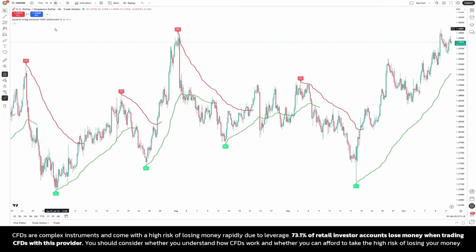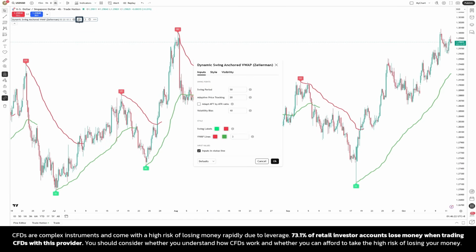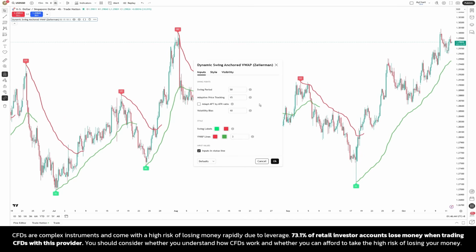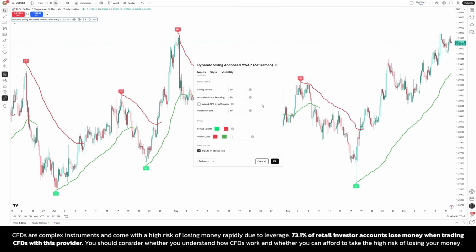What sets this version apart is its adaptive nature. Instead of applying a fixed lookback or averaging window, it uses an internal variable called adaptive price tracking. This parameter converts volatility and price movement into a smoothing factor that determines how tightly the VWAP follows price. When volatility increases, the calculation speeds up, keeping the line responsive. When markets calm down, the smoothing lengthens, creating a steadier, less reactive curve.